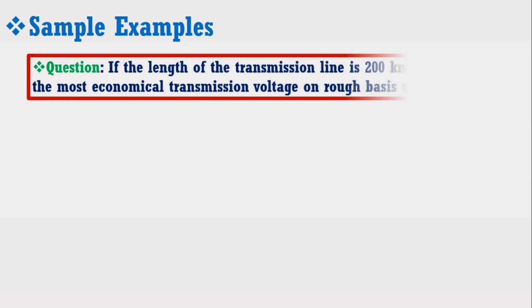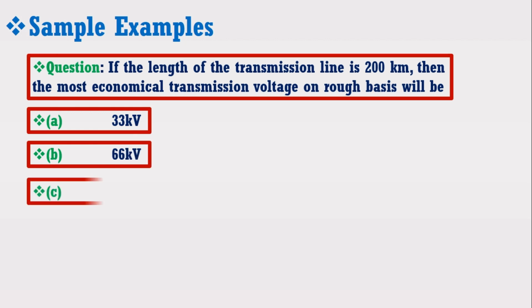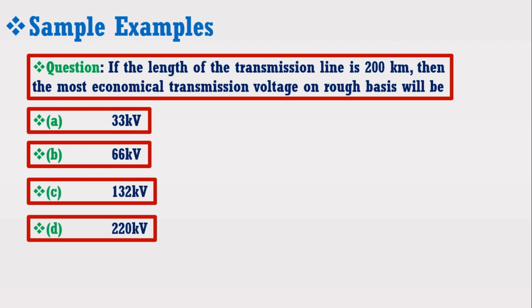Let me test how clear you are about this topic. Just look at the MCQ given here related to this topic. The question asks, if the length of the transmission line is 200 km, then what will be the most economical transmission voltage on a rough basis? It gives 4 options. Can you guess the right answer? If you are clear in this topic, then definitely the correct answer will be option C, which says that for a length of 200 km, the most economical transmission voltage will become 132 kV. Therefore, these smart tips help a lot in solving all these questions, especially in MCQ type tests.